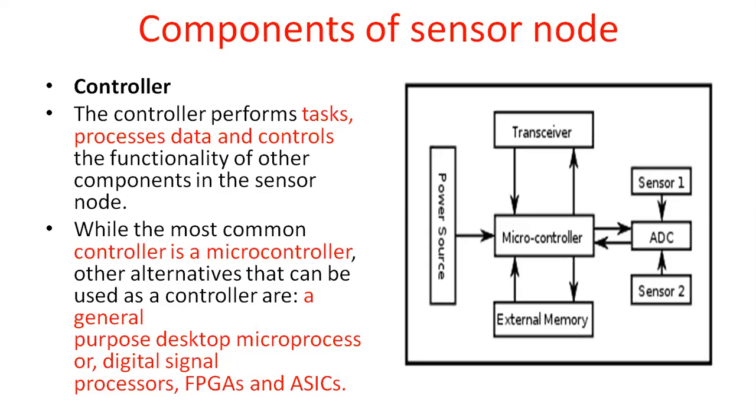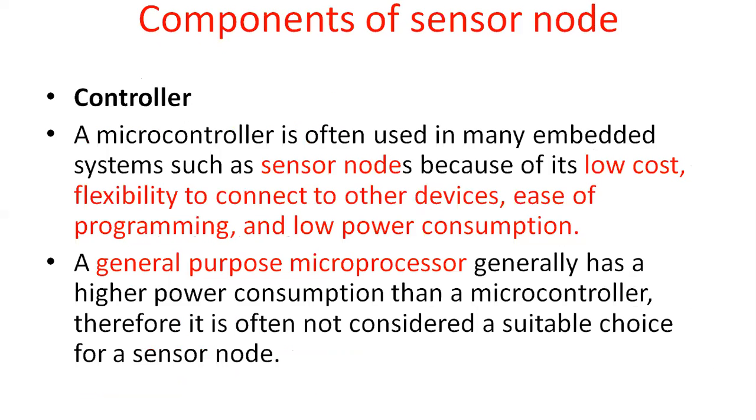Here it processes the data. Whatever data is received from the other devices, it will process the data and control the functionality of other components in a sensor node. While the most common controller is a microcontroller, other alternatives that can be used as a controller are the general purpose desktop microprocessor, digital signal processor, FPGA (field programmable gate arrays), and ASIC boards.